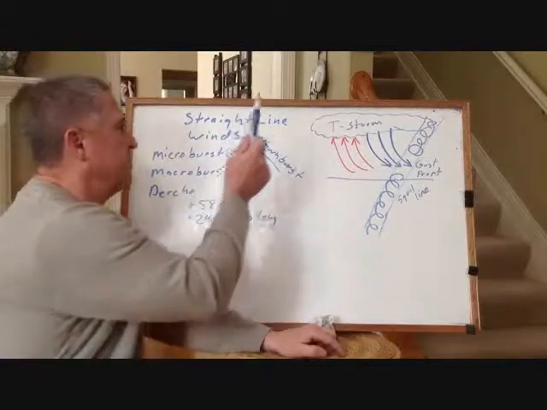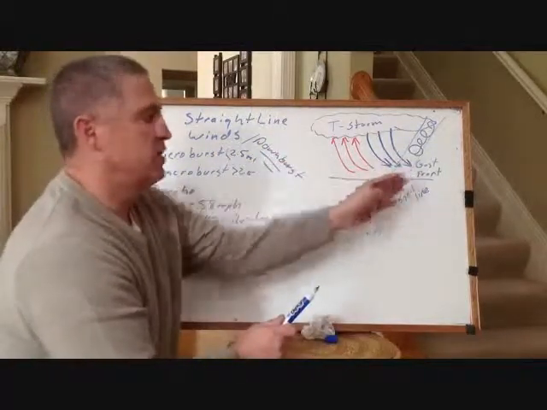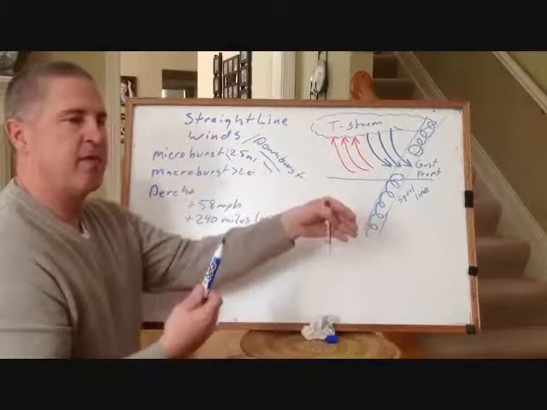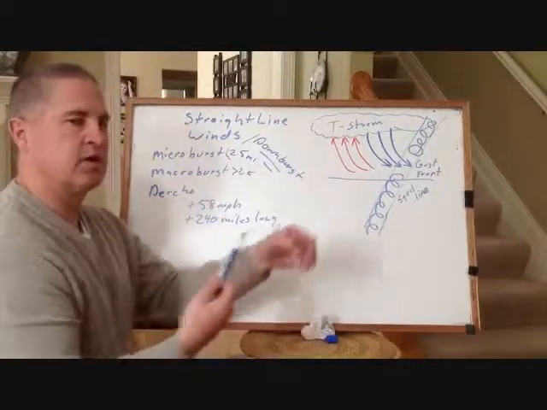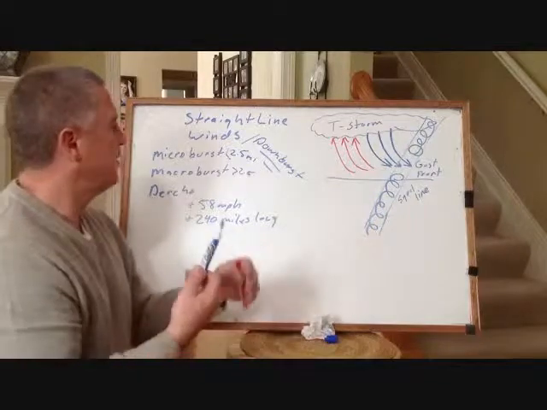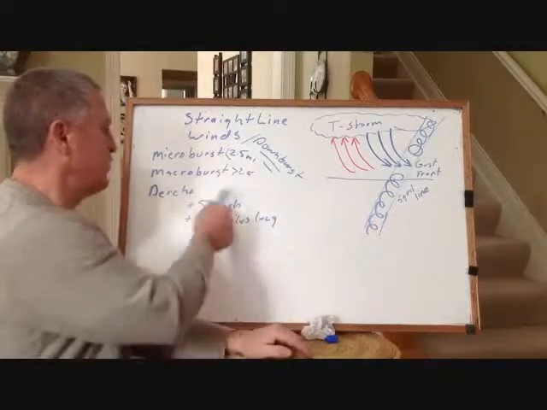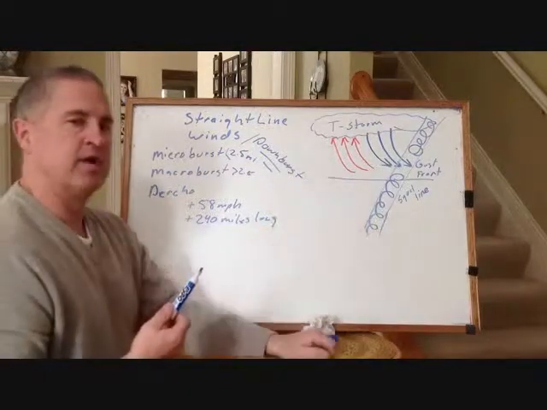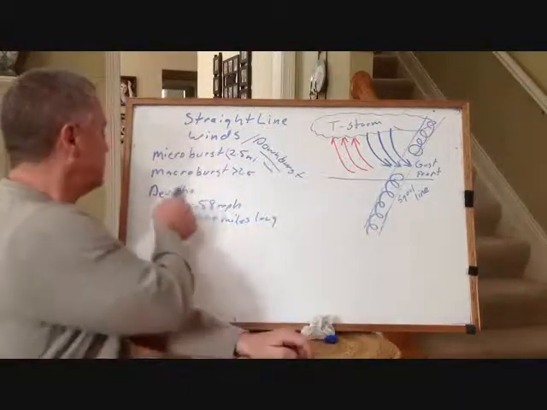So, T-storms can produce straight line winds, downbursts. If they're less than 2.5 miles wide, they're called microbursts. Greater than 2.5 miles wide, macrobursts. In a case where the wind speed is exceeding 58 miles an hour, and that line is greater than 240 miles, it's called a derecho.